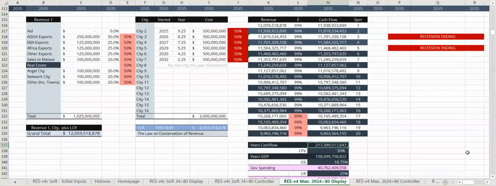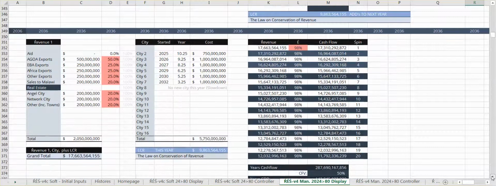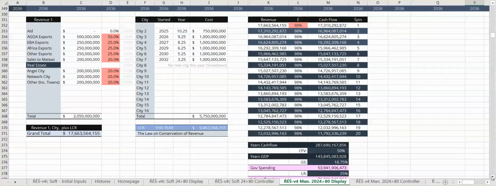In 2036, the recession ends and exports and real estate city developments increase to pre-recession figures. Spin stays at 20, E decreases to 98, and the objective is to steadily decrease spin and E so that it can be ramped up again next time a recession hits without decreasing cash flow.